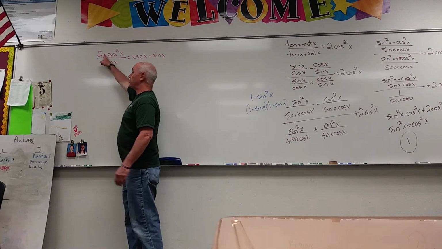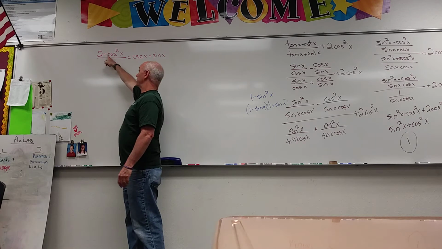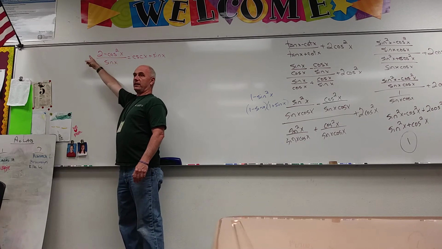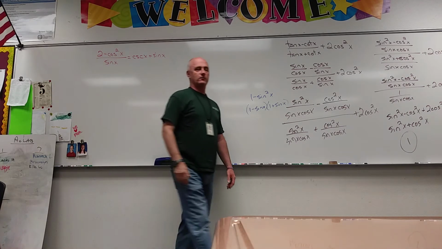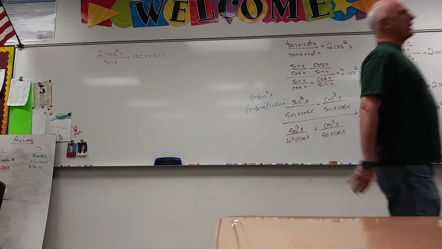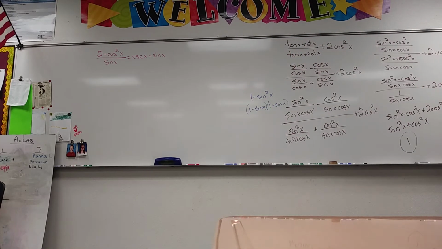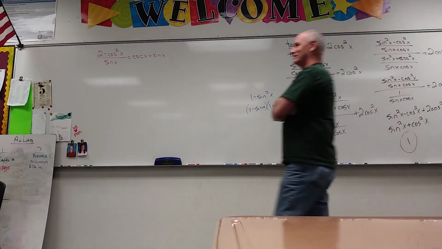The good news is it's a difference. The good news is that's a square, but the bad news is that's not a square. So therefore this can't be factored. Is there anything else that you look at and go, that's not bad, maybe except for one? Cosine over sine.